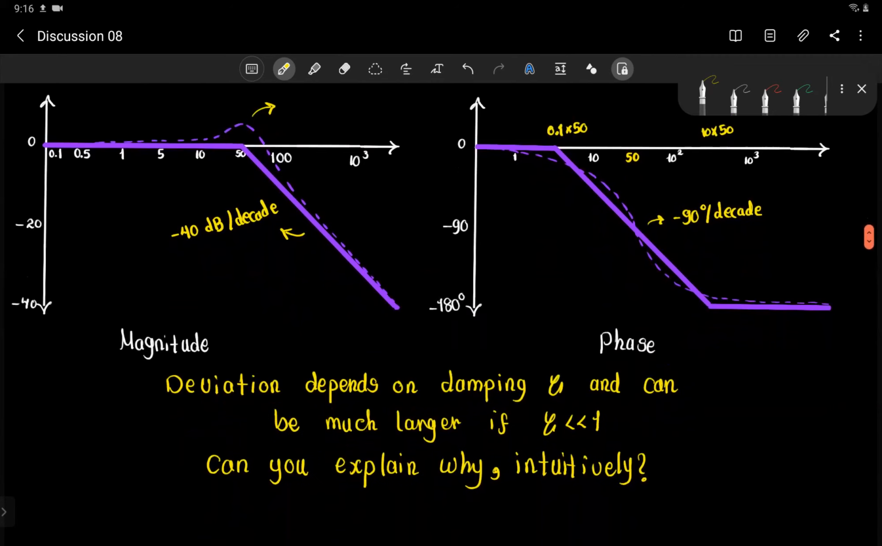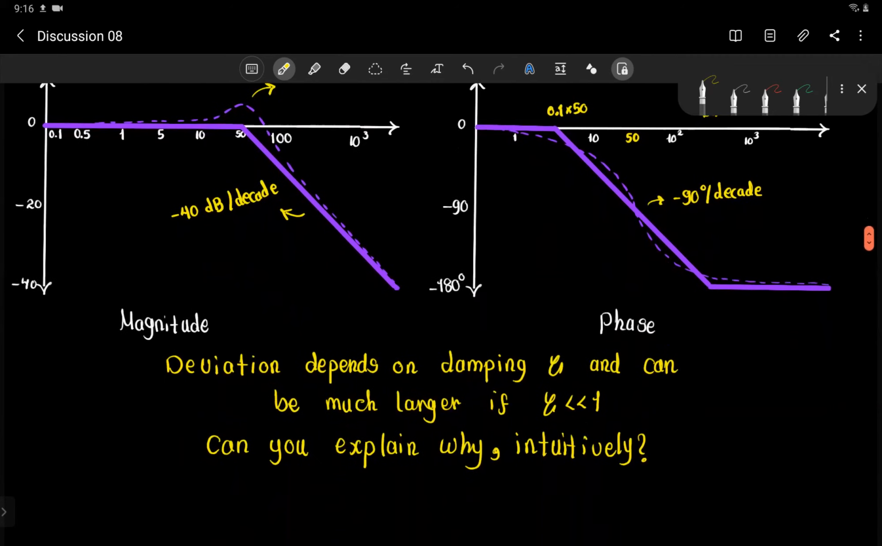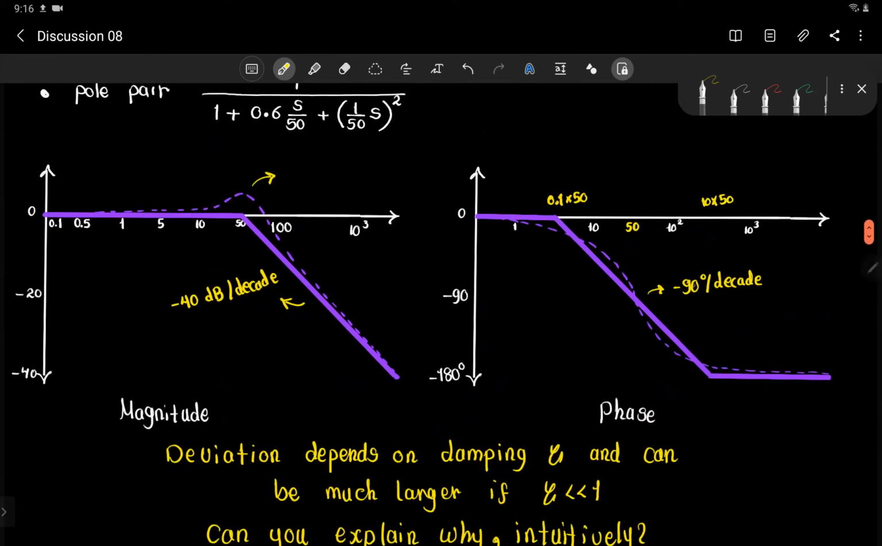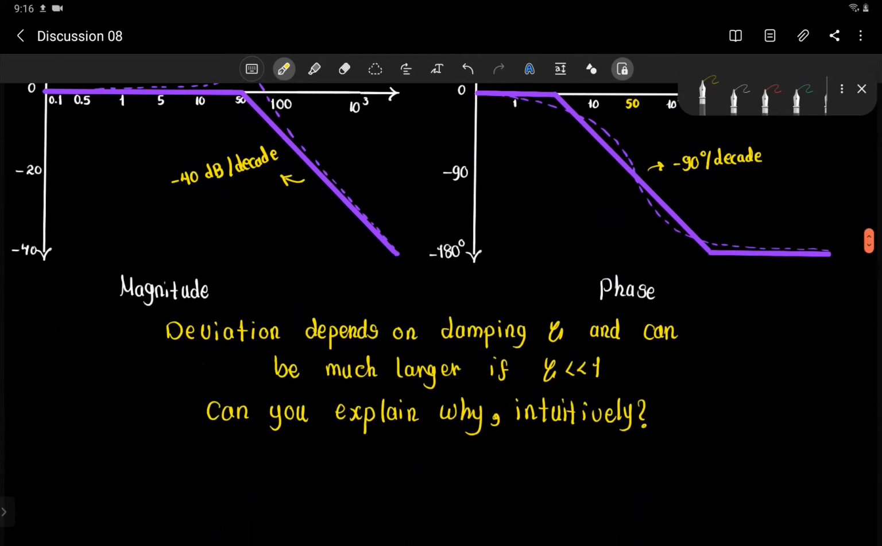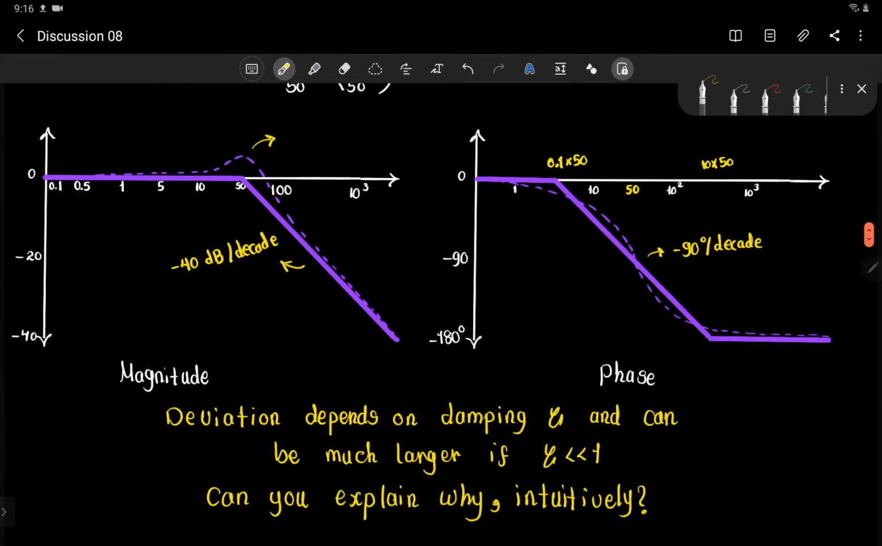So I may need to correct something later on, but that's okay. And similarly here in the phase, we get negative 90 degrees per decade because we have two poles. Each one of them contributes negative 45 degrees per decade. And the next thing to notice here is that there is a deviation from these asymptotes, and that deviation depends on the damping, and can be much larger if the damping is much less than 1.